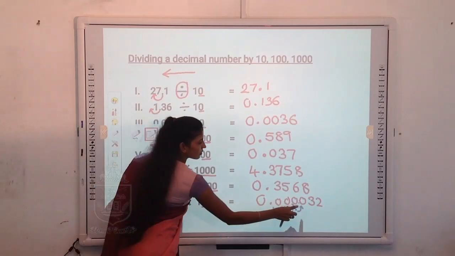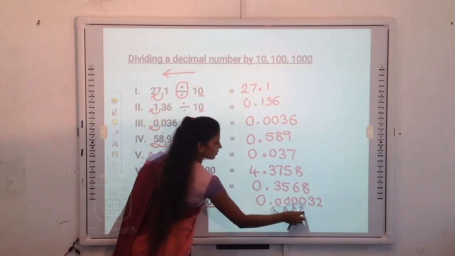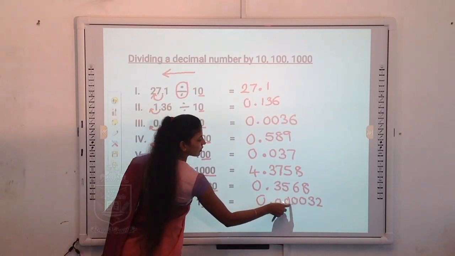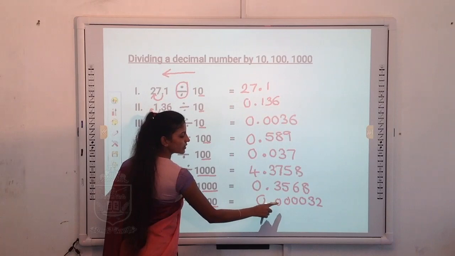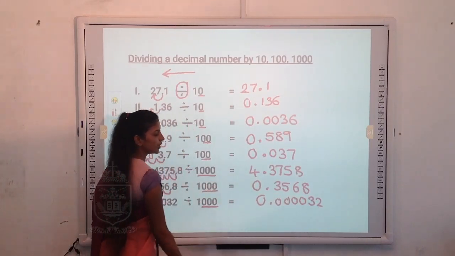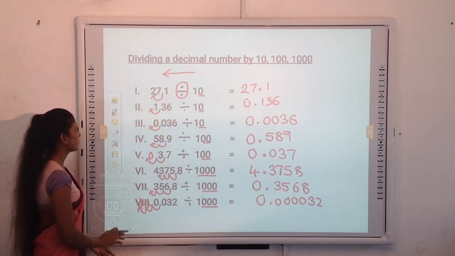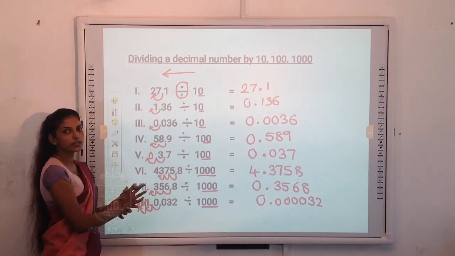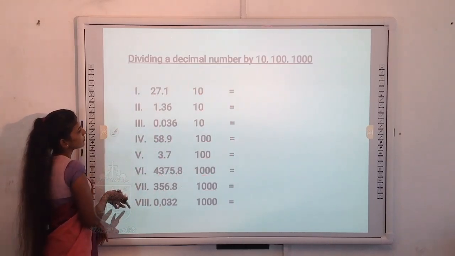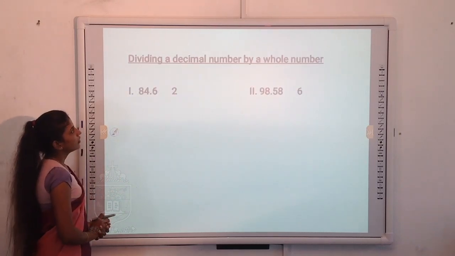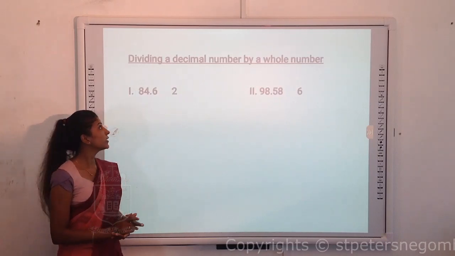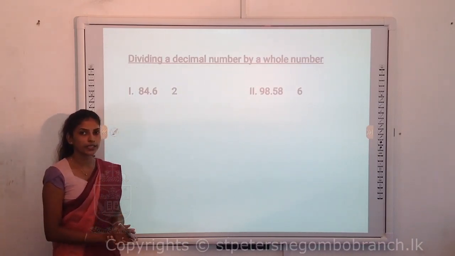So here the answer is 0.000032, the final answer. So that is division. It is division. Move the point to the left side. Right. Let's move to the last part of our lesson, that is dividing a decimal number by a whole number.